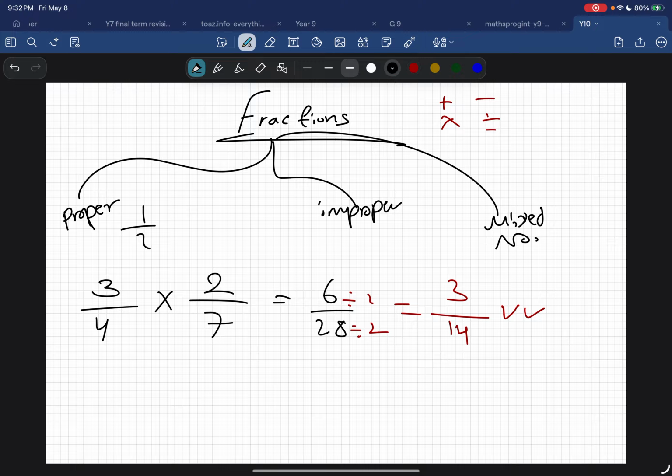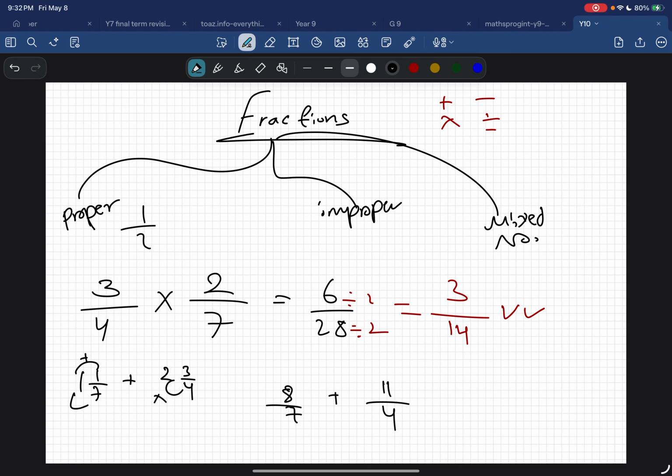If we have a mixed number and I'm asked to add it with another mixed number, change the mixed numbers into improper fractions, then add. 7 times 1 plus 1. 7 times 1 is 7, plus 1 is 8. So 8 over 7. Plus, 4 times 2 is 8, 8 plus 3 is 11. 11 over 4.